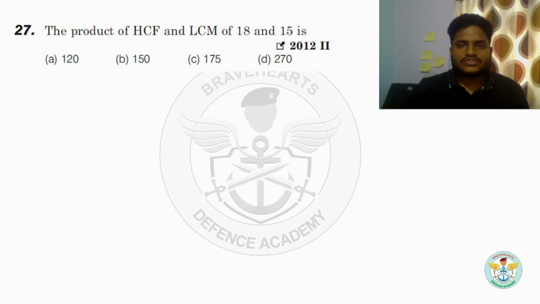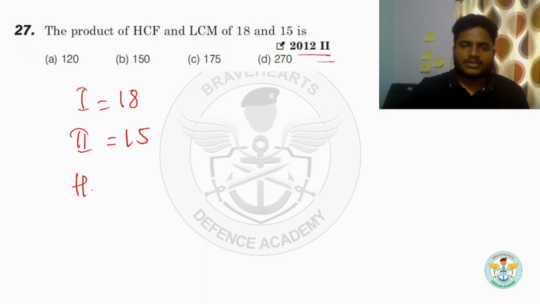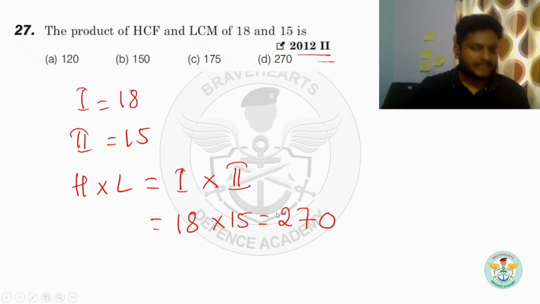This was asked in 2012. I think it is a pretty straightforward question here. What is the product of HCF and LCM of 18 and 15? The numbers given here are, first number is 18 and your second number is 15. We want the product of HCF and LCM. We know according to the formula that product of HCF and LCM is equal to number 1 into number 2. So if you multiply 18 into 15, we'll get the answer as 270. Direct questions in AFCAT, especially these kind of questions are asked, which can be solved in hardly 5 to 10 seconds. Okay. So mark your number and move forward.